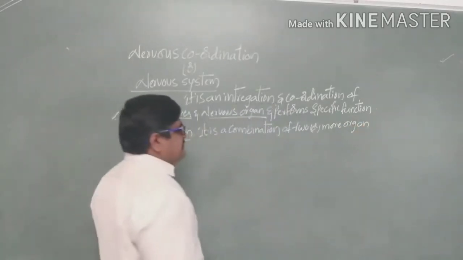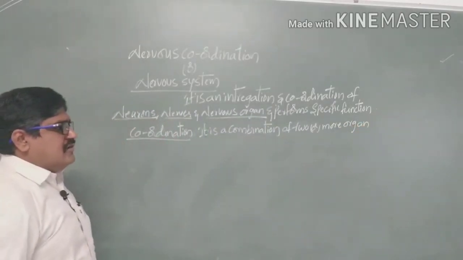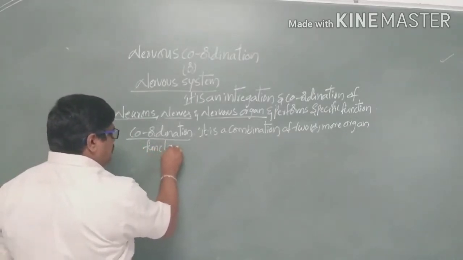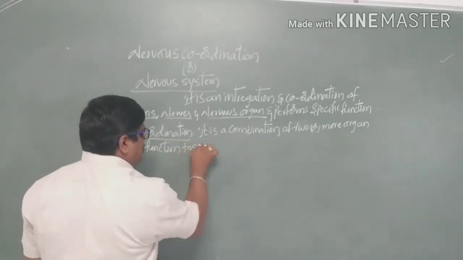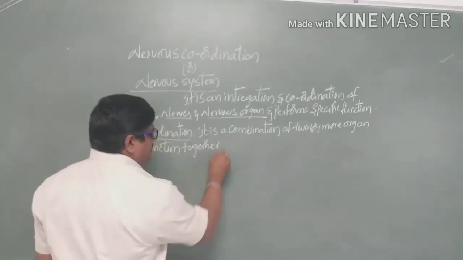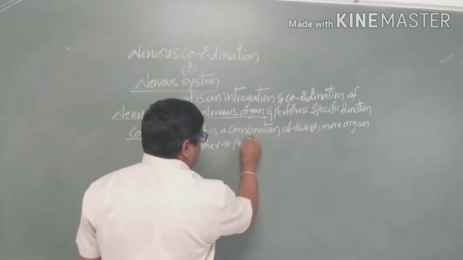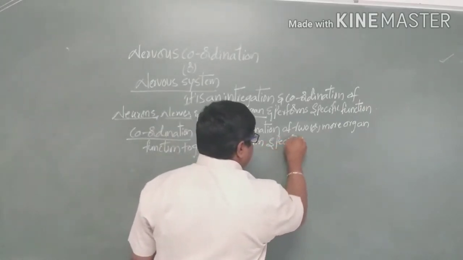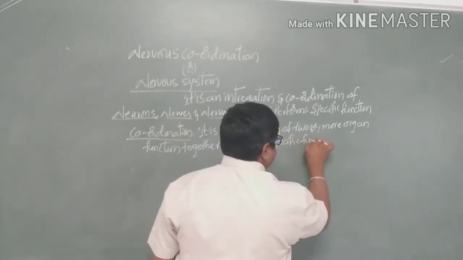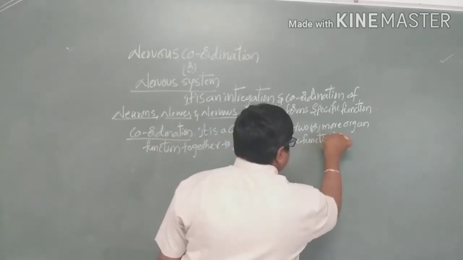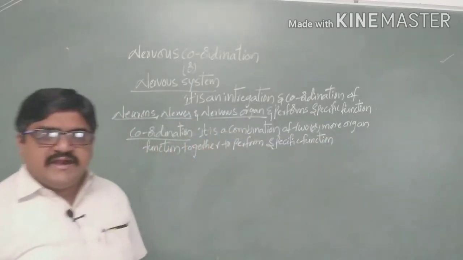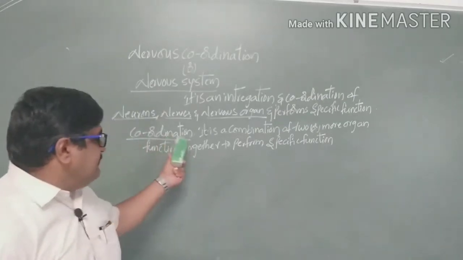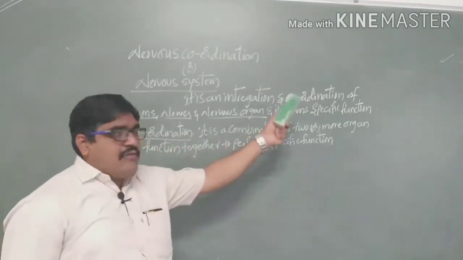It is a coordination, a combination of two or more organs functioning together to perform a specific function. So this process is called coordination. That means coordination is a combination of two or more organs.